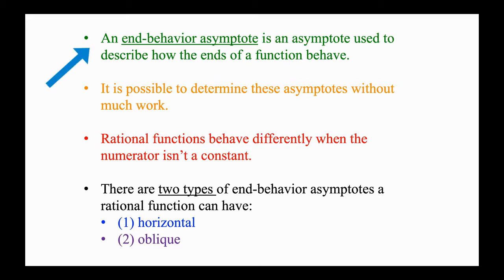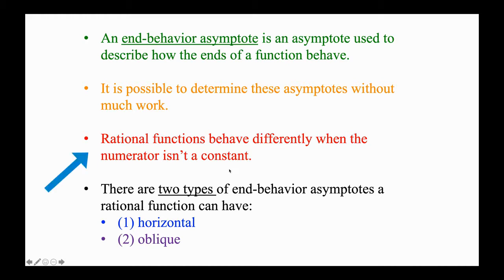An end behavior asymptote is basically an asymptote that we use to describe what happens at the ends of our functions, how they behave. It is possible for the graph to cross an end behavior asymptote depending on what it is, okay? And the beauty of this is that you can actually figure out the end behavior asymptotes without much work at all, especially when the rational functions become more complicated.